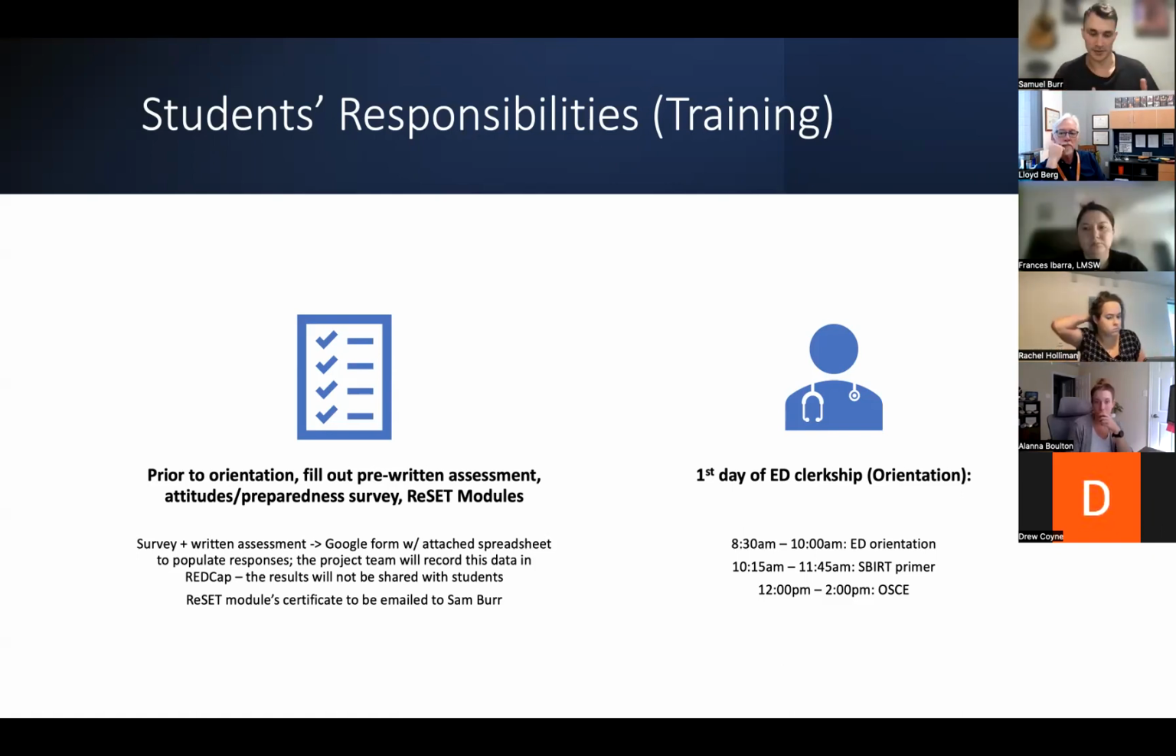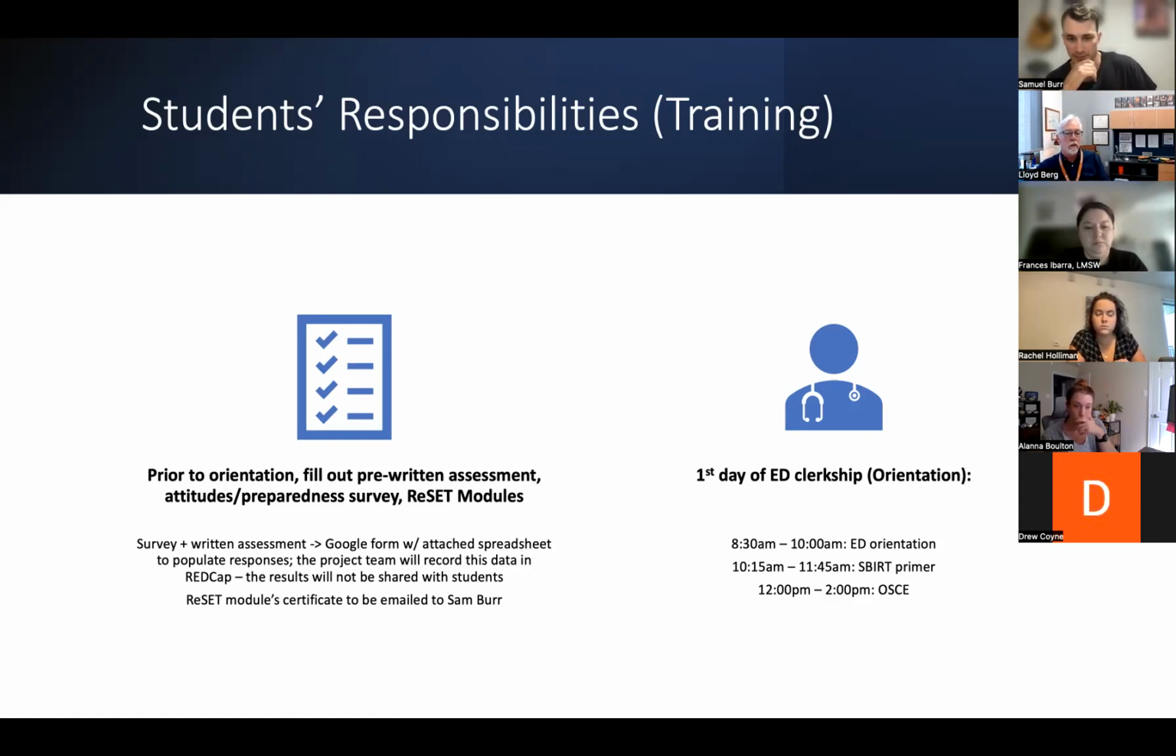survey. That'll be an attitudes and preparedness survey to get a baseline on where they're at with regard to their feelings around SBIRT, motivational interviewing, and their preparedness to perform these tasks in a clinical setting. They'll also be given a written assessment that covers many of the domains germane to motivational interviewing, SBIRT, substance use disorder, diagnostics, and all that. That'll be another baseline.